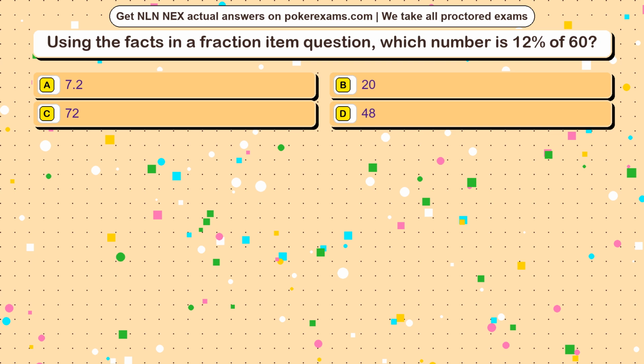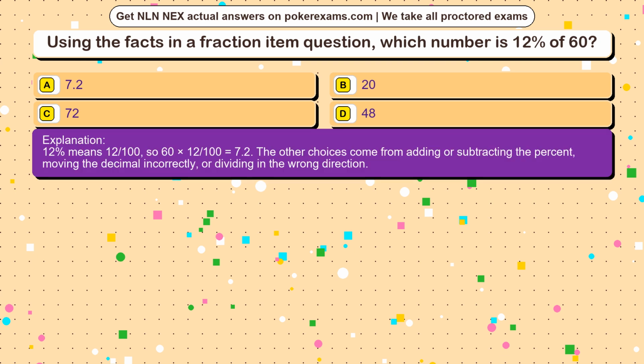The correct answer is option. 12% means 12/100, so 60 times 12/100 equals 7.2. The other choices come from adding or subtracting the percent, moving the decimal incorrectly, or dividing in the wrong direction.